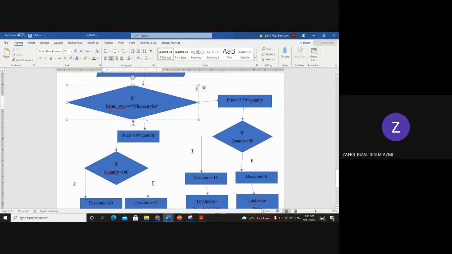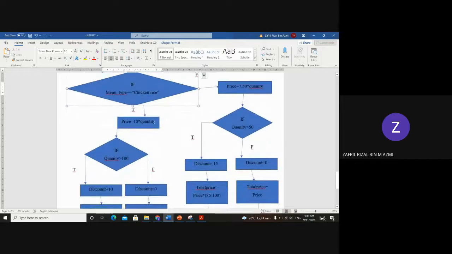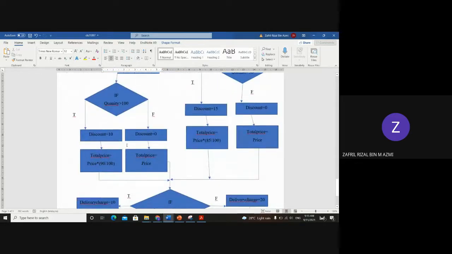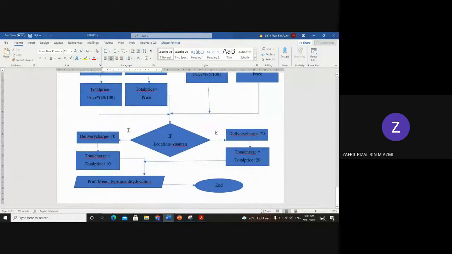Okay, true and false. Okay, calculate the price, and this is to define the discount. Okay, acceptable. Delivery charge.